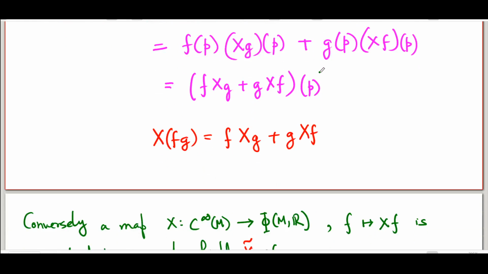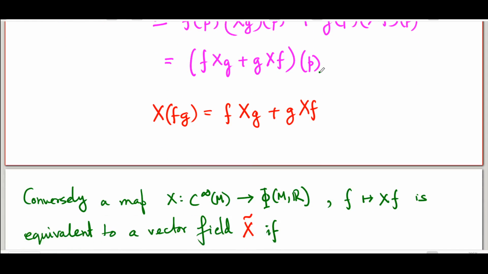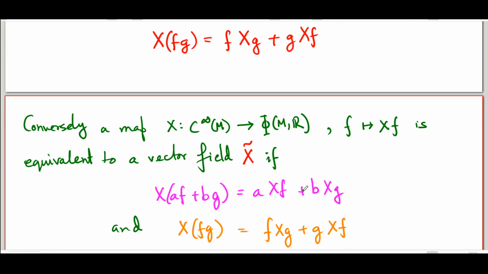Conversely, if we have a map which maps smooth functions to functions from M to R, the set of which I've denoted by phi M comma R, then this map which maps f to another function Xf is equivalent to a vector field, and for the time being I'm going to refer to that vector field as X tilde, if the following properties hold. That is, this particular map is a linear map, and X acting on fg produces fXg plus gXf. This actually is a very great way of identifying whether certain maps are vector fields or not.